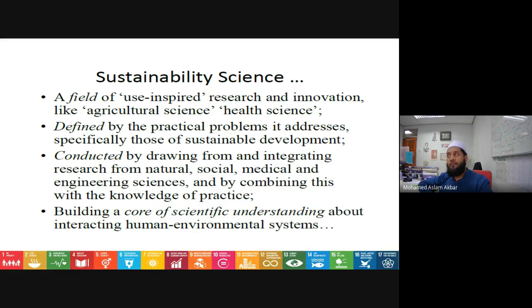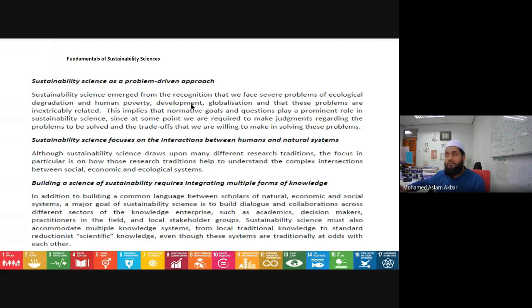and then when you are talking about different aspects, I think that because of the transdisciplinary, you are having a result of different perspectives. That result can be also called sustainability science. Sustainability science is a problem-driven approach. Sustainability science focuses on the interaction between human and natural systems. Building a science of sustainability requires integrating multiple forms of knowledge.